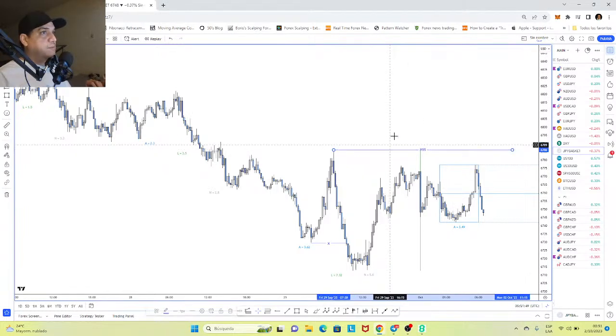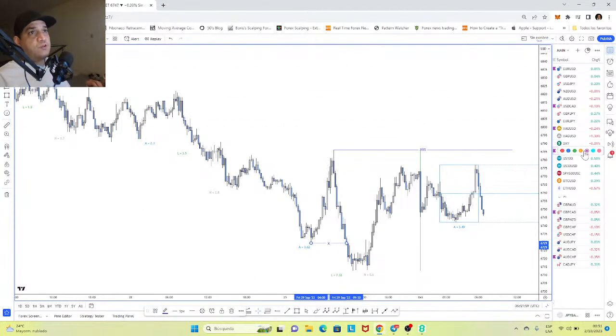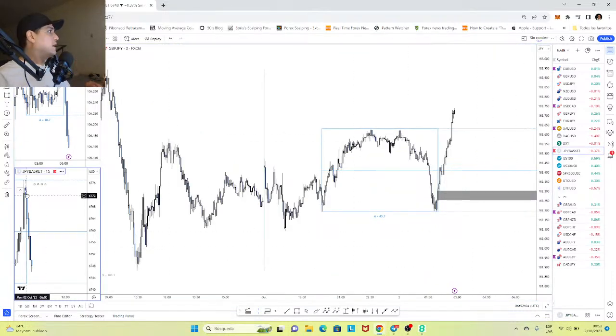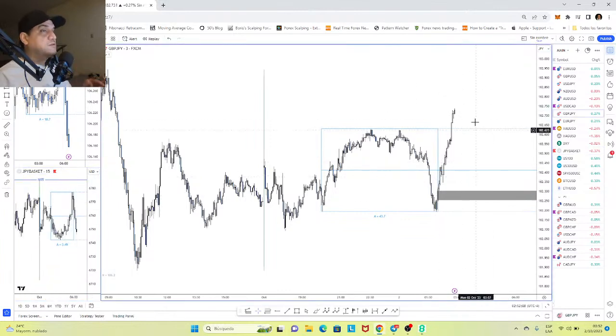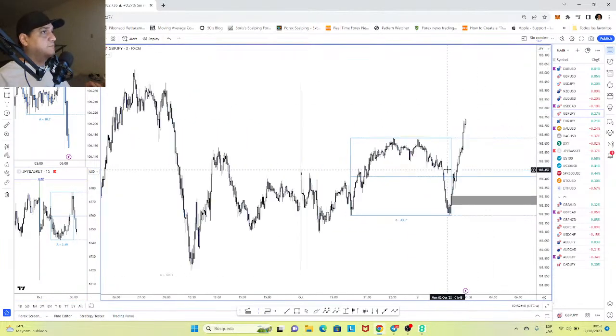Because I'm looking at bearish momentum, I need to have something tagged here. I'm going to use the red for bearish momentum. I'm looking at bearish momentum here on the Japanese yen. So looking for longs on the pound yen is exactly what I'm going to do.